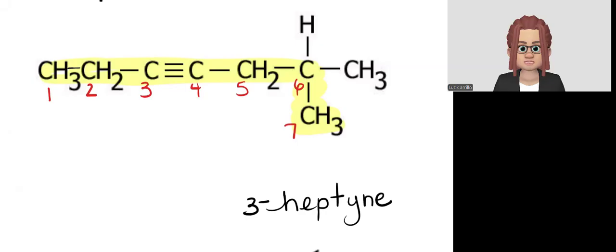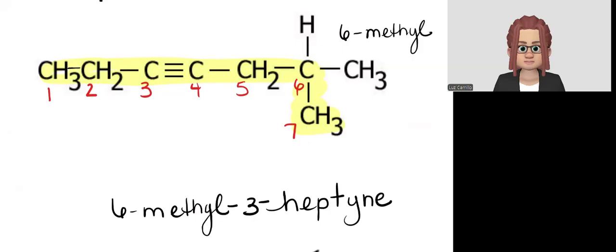In this case, I only have 1. And you can see that specifically on carbon number 6, I have a methyl group. That's going to be the prefix of the parent chain, the main chain. So the name of this structure is 6-methyl-3-heptyne.